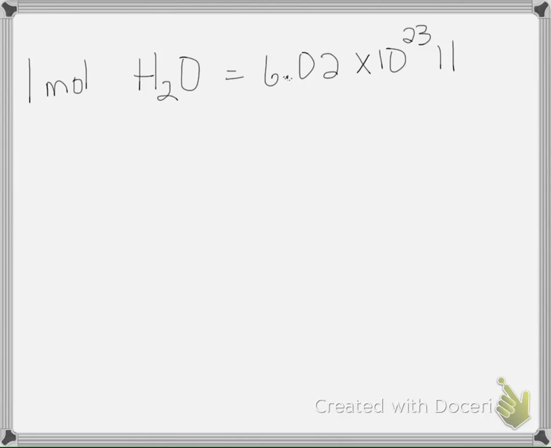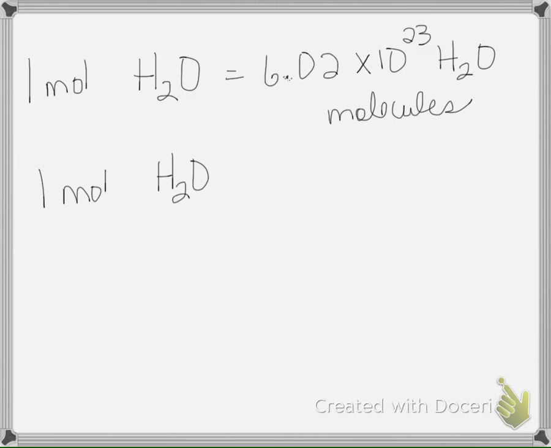So, if I know that a mole of water, let's go back to that one, is 6.02 times 10 to the 23rd water molecules. Let me switch up what I'm asking you. A mole of water, how many oxygen atoms are in a mole of water?